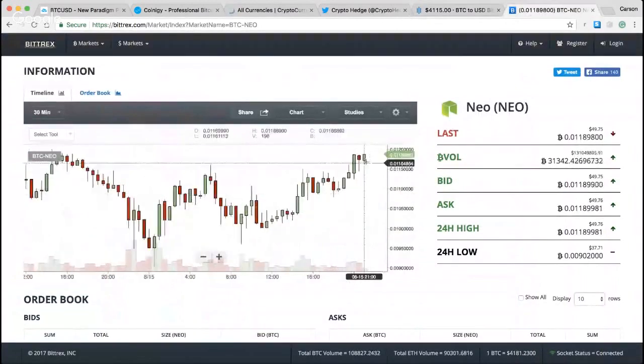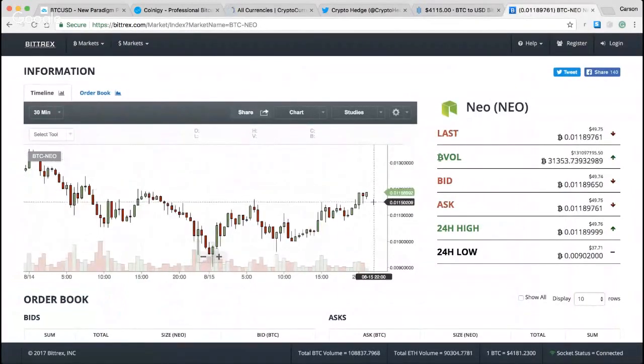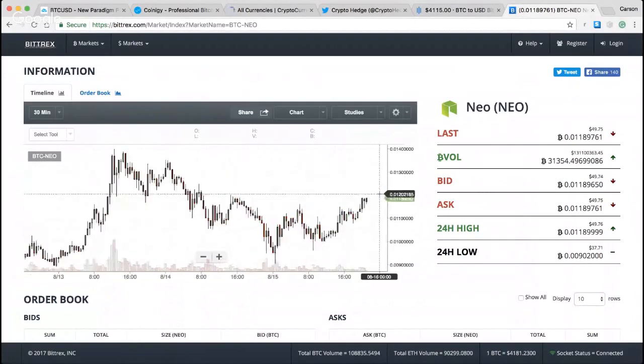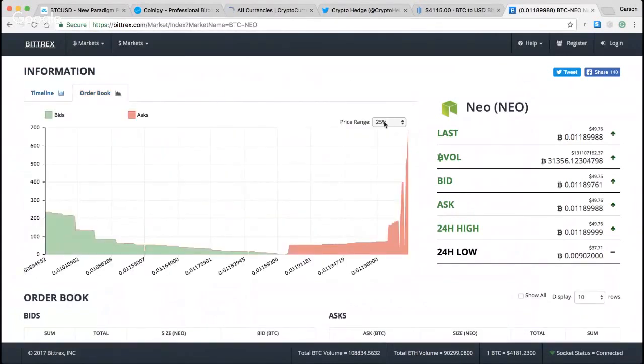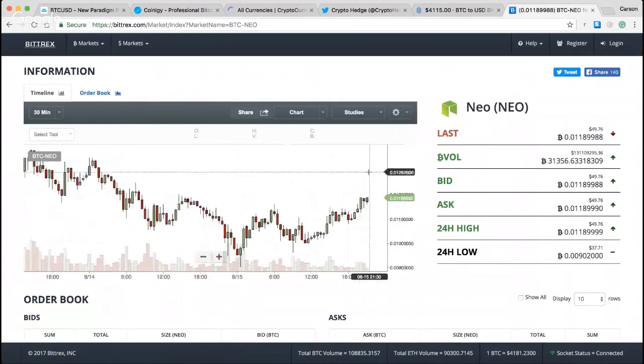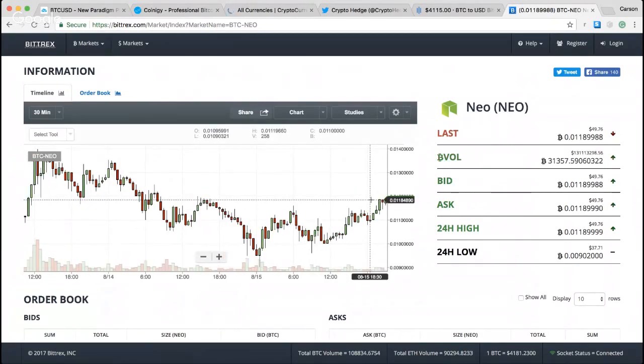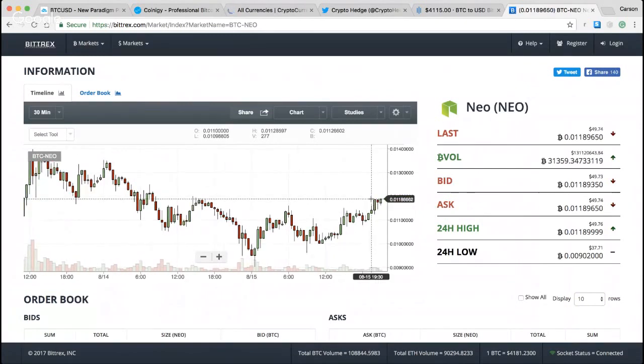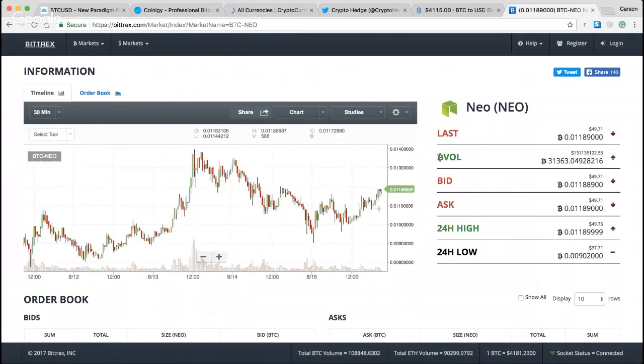Let's see if it breaks out. NEO, come on, you can do it. It really wants to. It almost basically has broken out. I'm not sure. That's bullish. I think that we could be moving up.